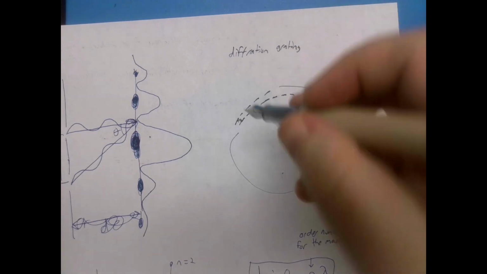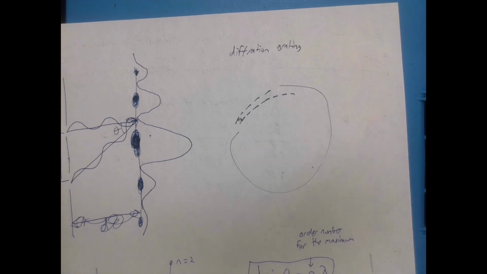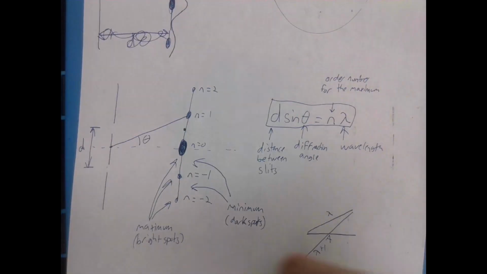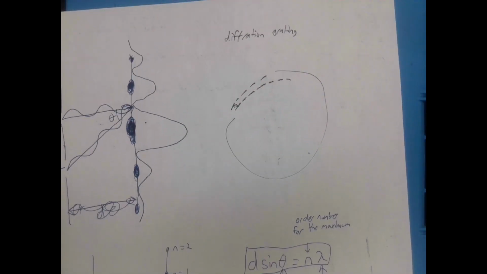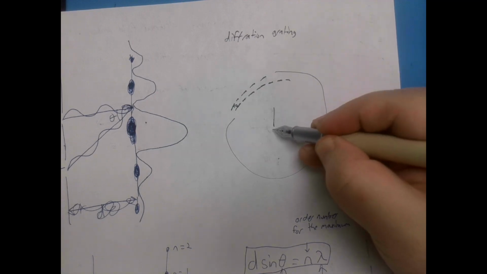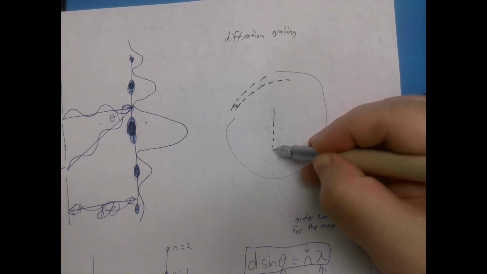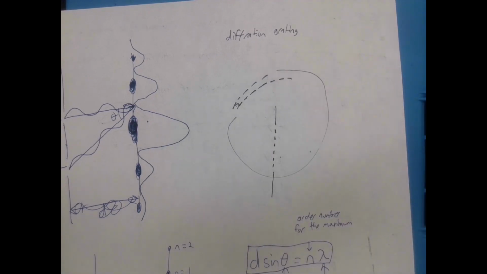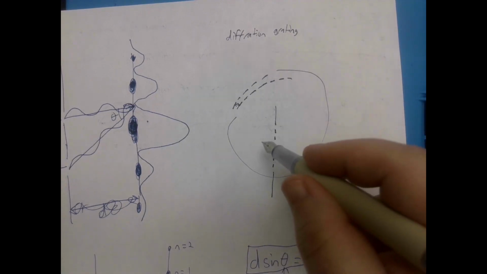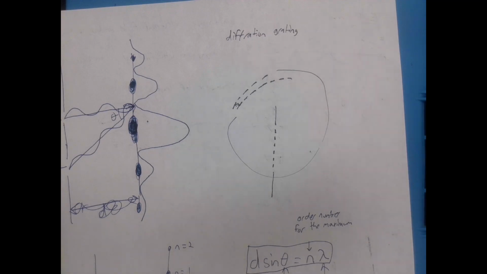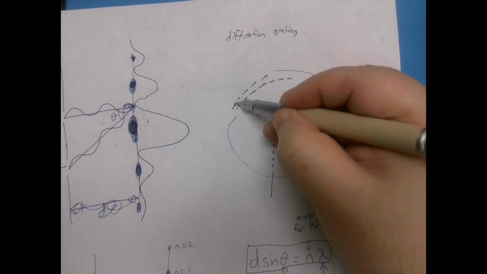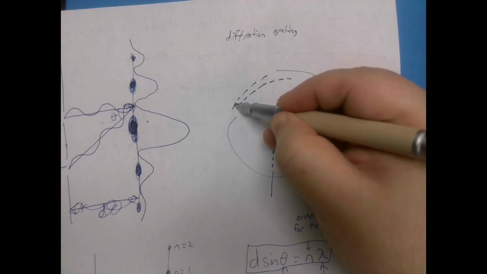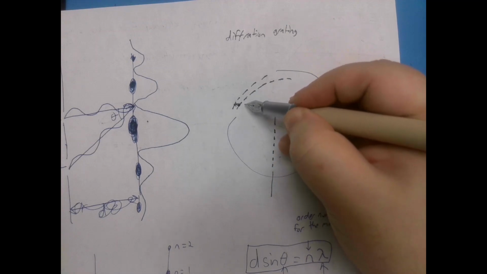A diffraction grating is just multiple slits. It doesn't matter if you have 2 or if you have 100 slits, it makes no difference. It's still going to work out the exact same, and it's still going to use the same equation. But we can figure out the distance between these slits.